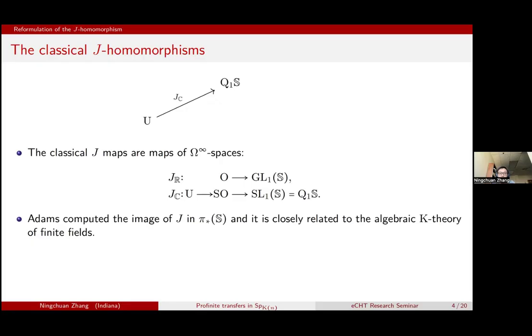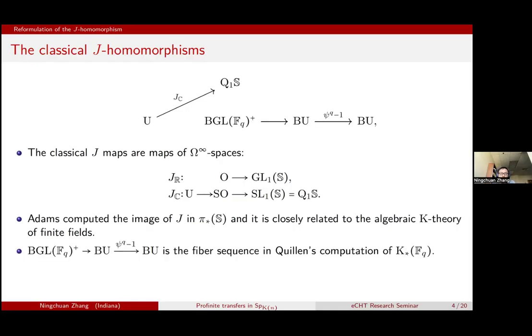and it is closely related to algebraic K-theory of finite fields, which you might think is not really related to today's talk, but secretly it is. So how are those two things related? When Quillen computed the algebraic K-theory of finite fields, he used a fiber sequence where the source is the plus construction of the classifying space of the general linear group of a finite field, and it is the fiber, or the equalizer, of the map between the identity and the Adams operation. Since the bottom map is a fiber sequence of spaces, we can extend it towards the left, and that hooks us up with the source of the J homomorphism, and I'll call this map J tilde.